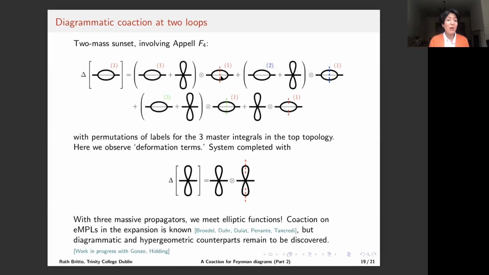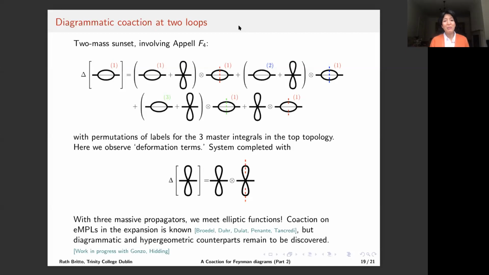So if we wanted to go on to 3 massive propagators, then we would encounter elliptic functions. And so things get much more complicated. The coaction there on the elliptic multiple polylogs and the expansion has been developed by Brödel, Duhr, Dulat, Penante, and Tancredi, but the diagrammatic and hypergeometric counterparts remain to be discovered.